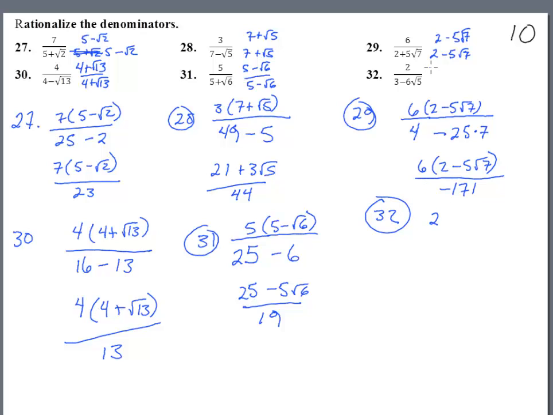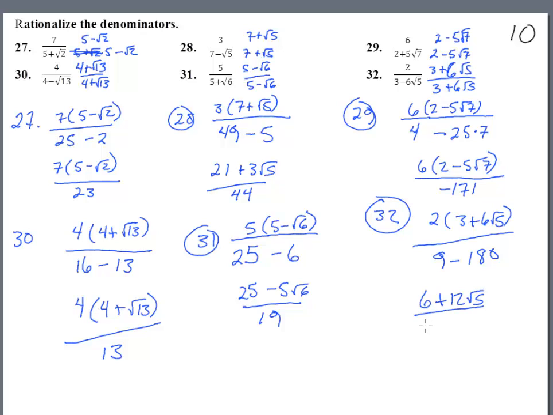2 times, we're going to multiply top and bottom by 3 plus 6 square roots of 5, 3 plus 6 square roots of 5. And we get 2 times 3 plus 6 square roots of 5, all over 9 minus 6 times 6 is 36, times 5 is 180. So we have 6 plus 12 square roots of 5 over negative 171. Now, we've got to double check here.